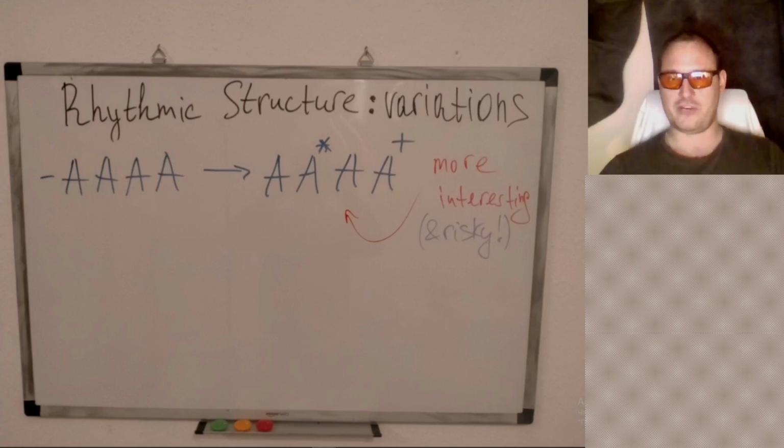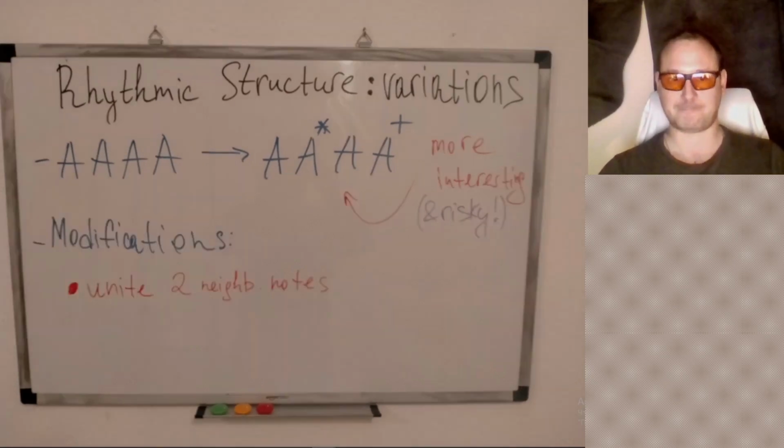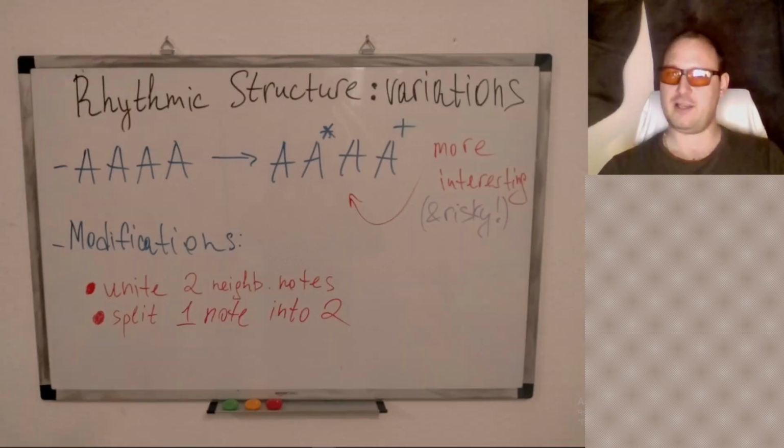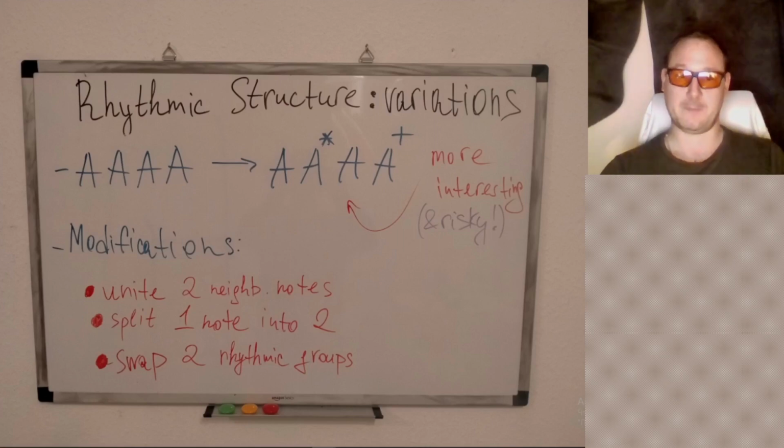So, which variations can we introduce to safely enhance our rhythm to be more variable? At first, we can unite two neighboring notes. Secondly, we can split one note into two notes of shorter duration. And we also can swap rhythmic groups within one measure.